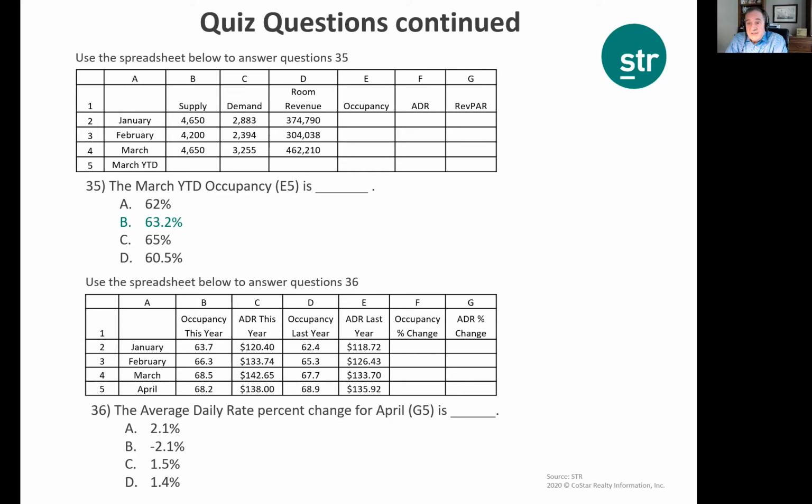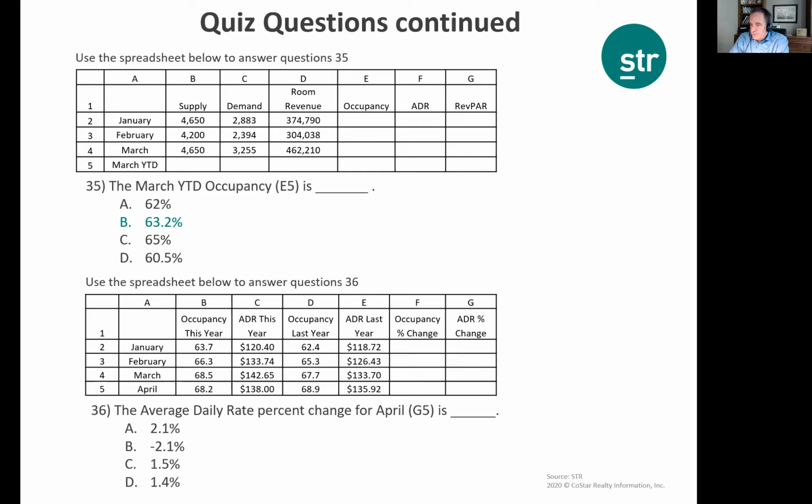Here's March year-to-date occupancy. Now, what would you have to do for that? For March, you'd have to go in there and remember the occupancy formula, which is demand divided by supply: 3255 divided by 4650 times 100. That's going to give you an occupancy of 63.2. With quiz questions like this, you will see very similar questions on the exam. So like I said, we do want you to remember these formulas and be able to calculate the math. You can use the calculator on your phone during the exam.